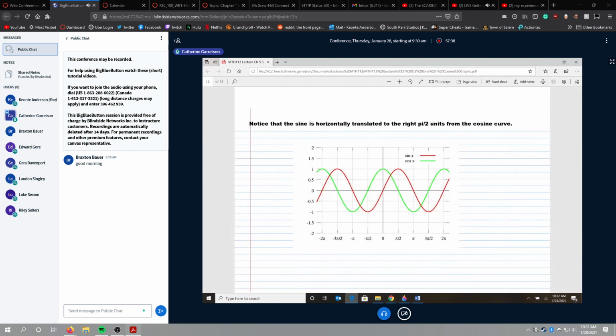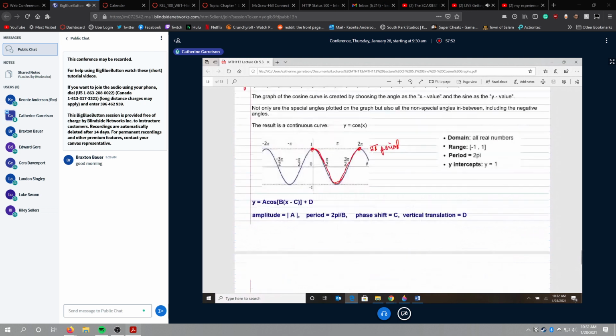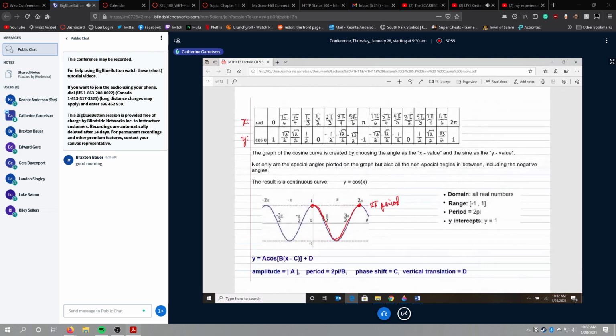So the rules for the sine and cosine are exactly the same. They just aren't at the same points at the same time. The period is still 2 pi. The magnitude is still 1. Now, how did they get the cosine curve? They took the x values of the angle as opposed to the y values. So when you were looking at those terminal points, you take all the x values and graph them.